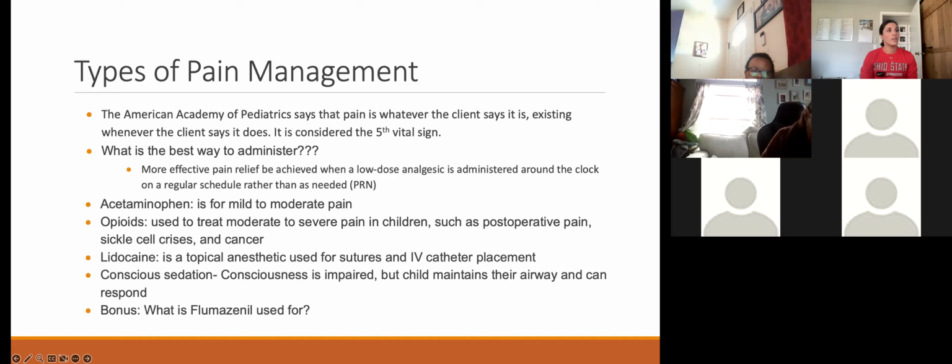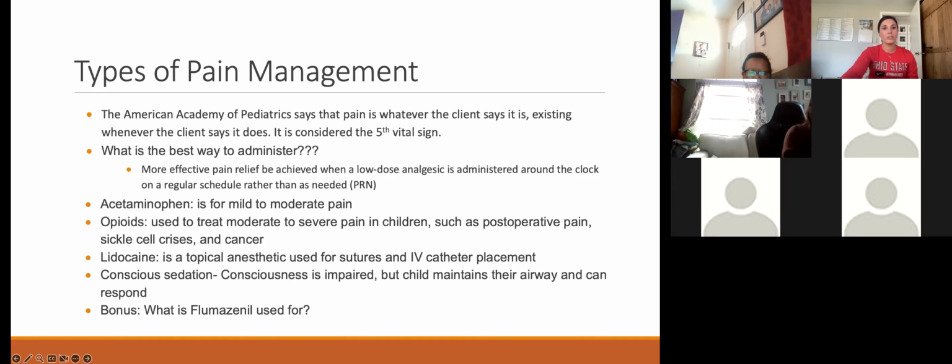And then if we're just doing a topical procedure, like sutures, IV placement, or lumbar puncture, we can use lidocaine. And that's just a topical anesthetic. It will numb the first couple layers of the skin and get those nerve endings where you're going to be working. And then we talked about conscious sedation. We don't remember it, but we can still maintain our airway and respond to commands.